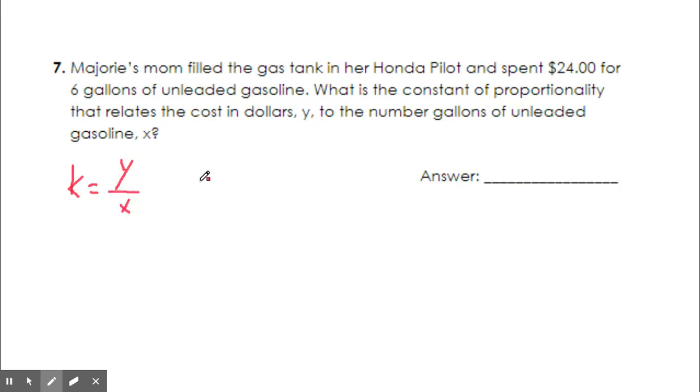So you take whatever represents the Y, and right here they say cost in dollars is Y, so that'd be the $24 on top, to the number of gallons of unleaded gas. So the gallons are going to go on bottom, 6. And then you would simplify. 24 divided by 6 equals 4. So they're paying $4 per gallon. And so the constant of proportionality is $4.